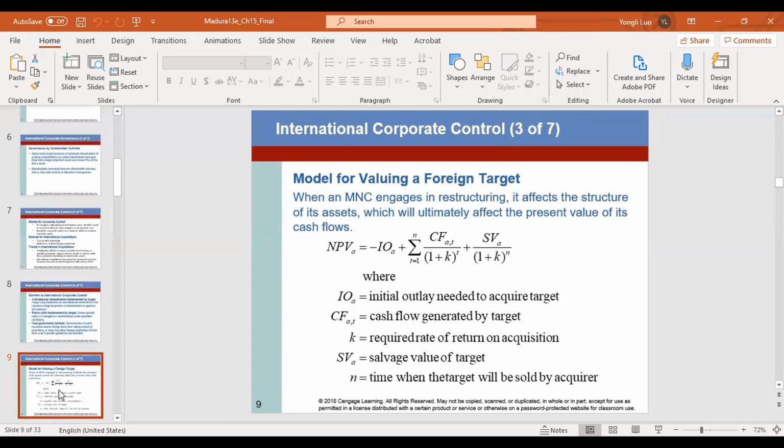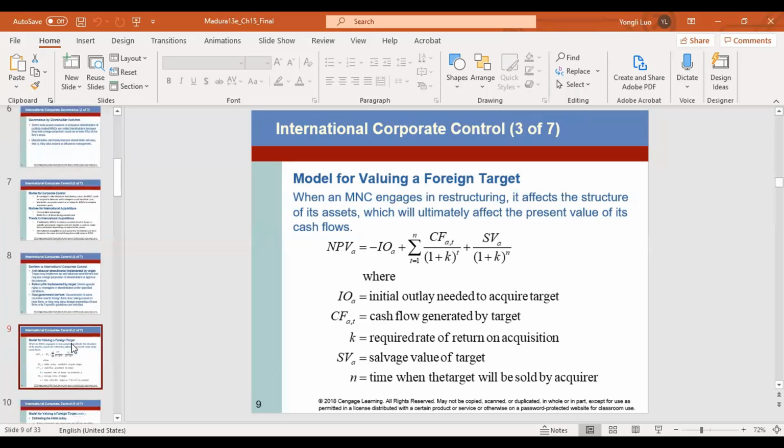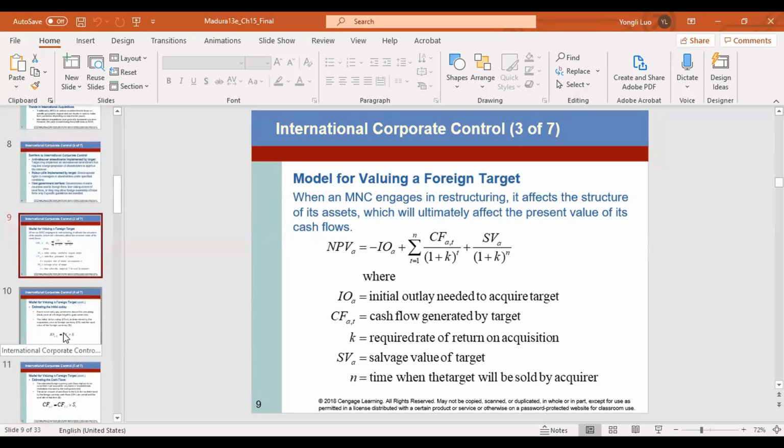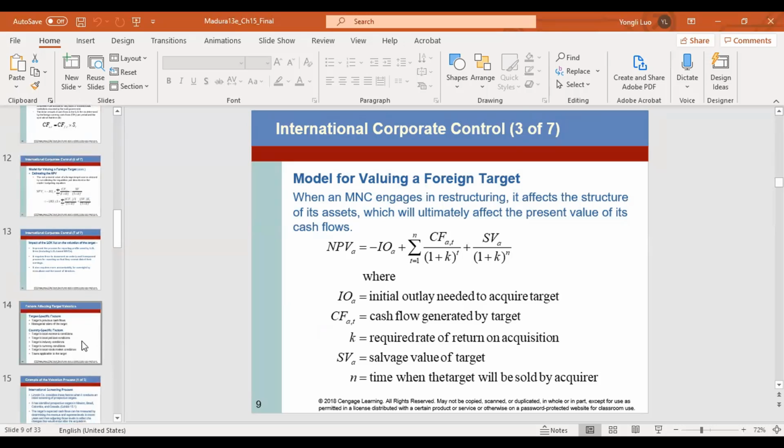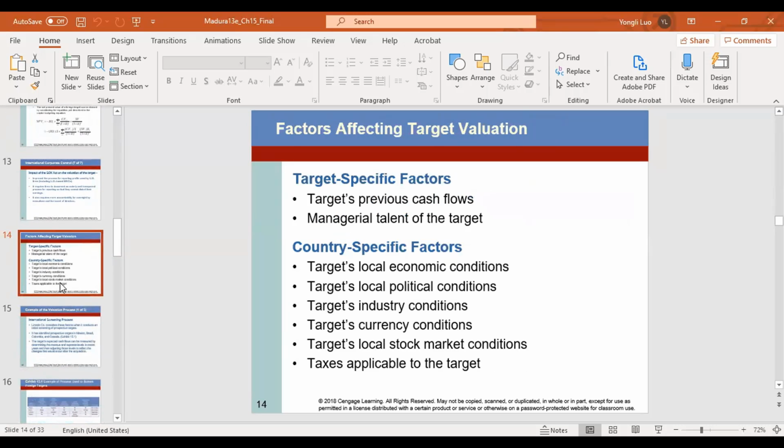The model for valuation of a foreign target is based on the following model. When the MNC engages in restructuring, it affects the structure of its assets, which will ultimately affect the present value of its cash flow. Factors affecting target valuation include target-specific factors and country-specific factors.